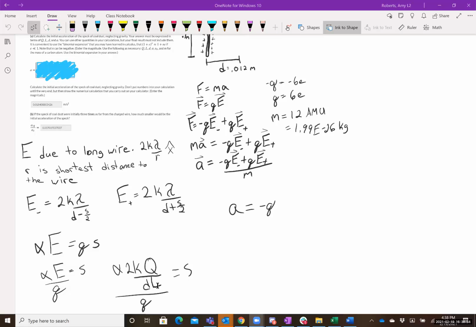I start getting a little... Yeah, right. This is crazy. Just use S as a variable, right? Say, okay, I'm going to calculate S and then plug it in separately. Okay. Because otherwise you're going to have fractions within fractions. Within fractions. Yeah.